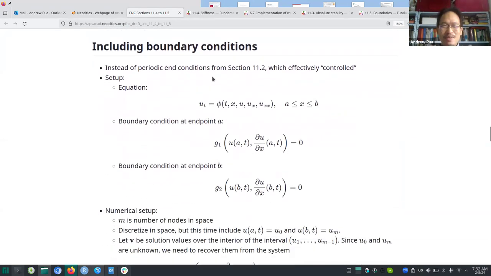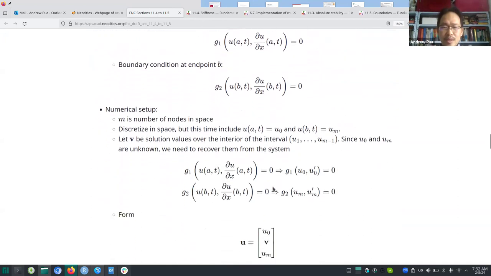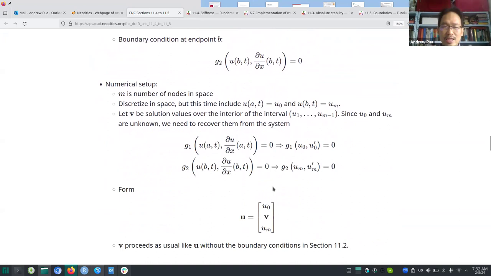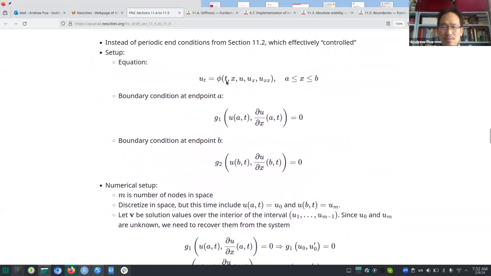Now, for 11.5, the idea is again to include boundaries. Before, we had periodic boundary conditions, so we didn't have to worry so much about it. You have the same equation as before, a partial differential equation, and now you have boundary conditions. The idea is to take off from section 11.2. You have to discretize over space, as always, but this time you have to include the fact that you have boundaries.